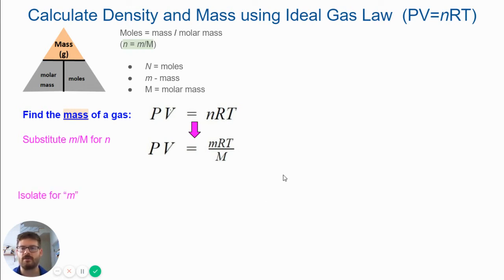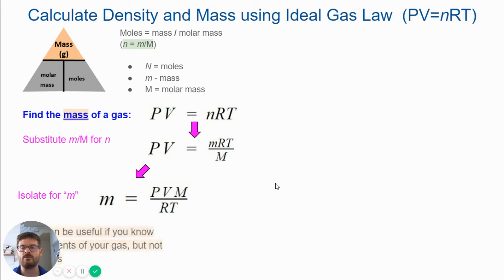Once we do that, if you want to specifically find the mass of your gas, if you know the pressure, volume, and temperature, then you just isolate for m, little m, mass, which is going to change the equation to look like this. And this can be useful for us.